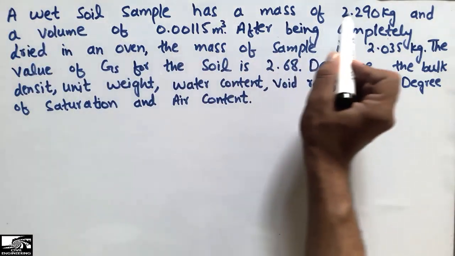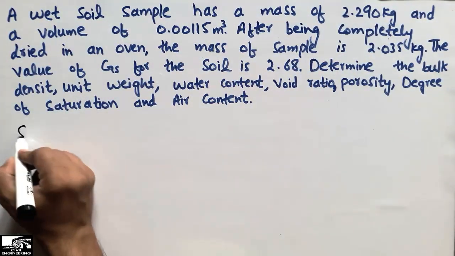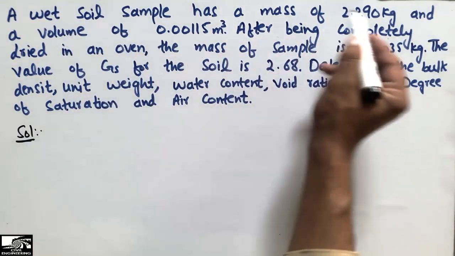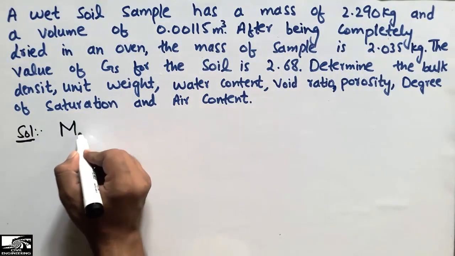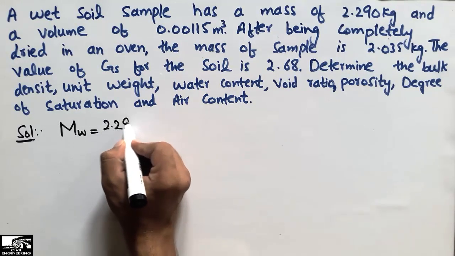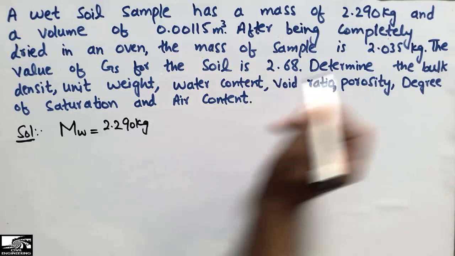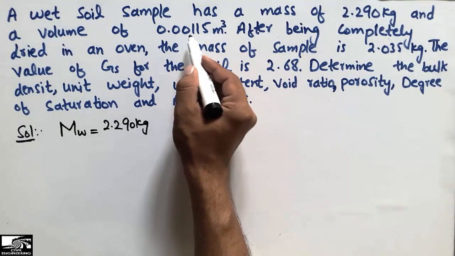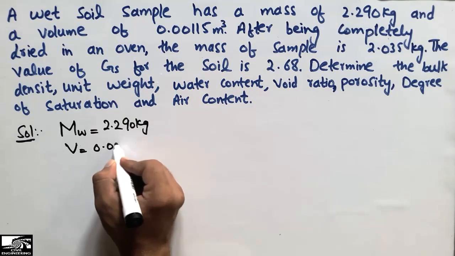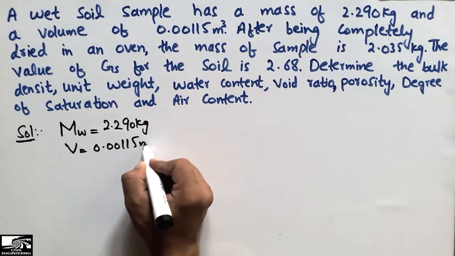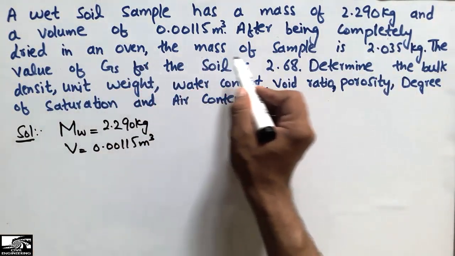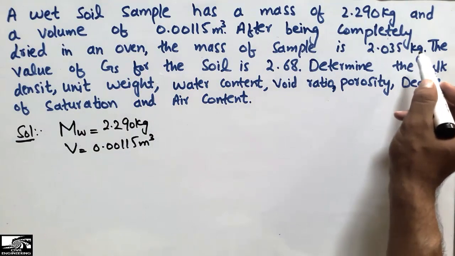So I can write it here. The given data: the wet soil sample has a mass of 2.290 kilogram, and it has a volume of 0.00115 cubic meter. After being completely dried in an oven, the mass of the sample is 2.035 kg.